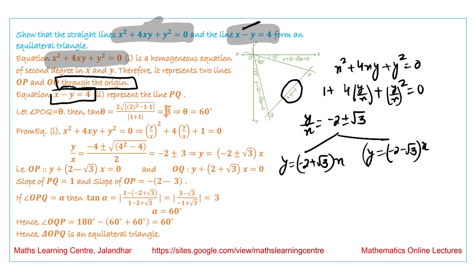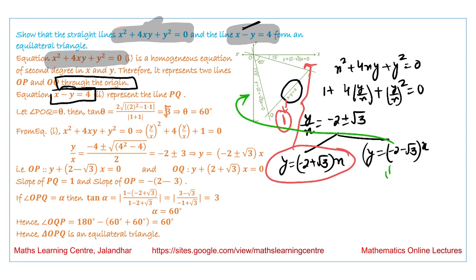Now if we calculate the slope of these lines, the slope of the line PQ is 1. For the other lines, the equations are over here, and their corresponding slopes are minus 2 minus root 3, and the slope of the other line is minus 2 plus root 3. Now we are going to calculate the angle between these lines.